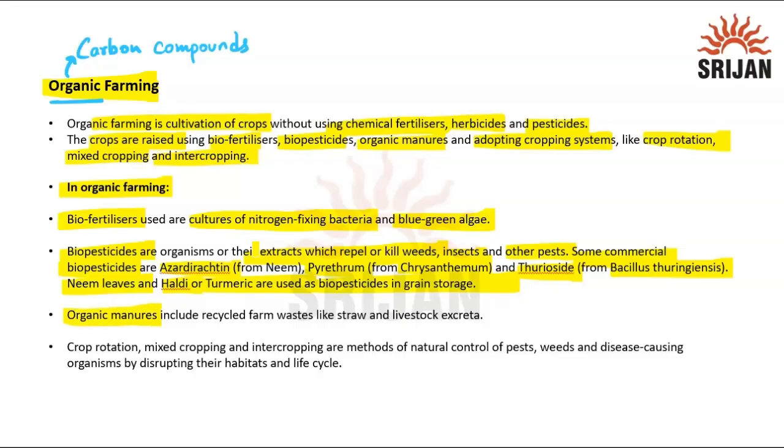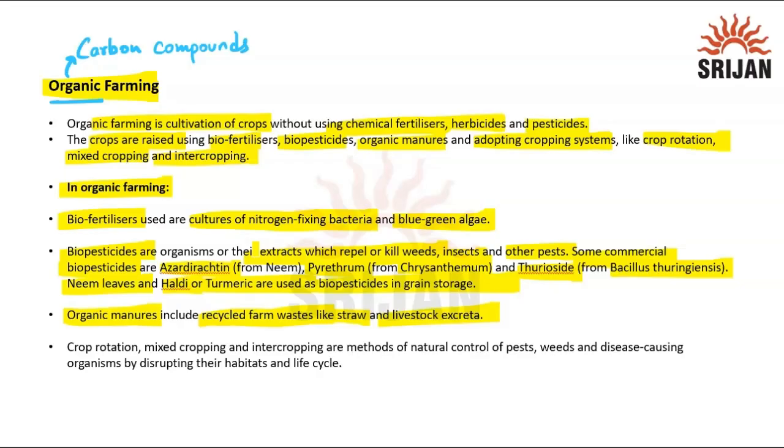Organic manure is a very good example where you recycle farm waste like straw, livestock excreta, and all the crop or plant waste that is left. You put it under the ground, provide the necessary water, and let it sit for a certain time while microorganisms digest it and convert it into very productive soil with all the nutrients. This is a very good way of doing organic farming, because everything is natural.